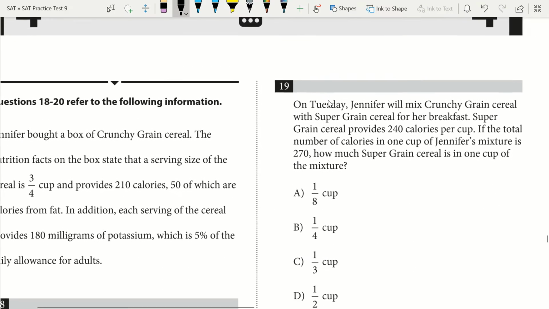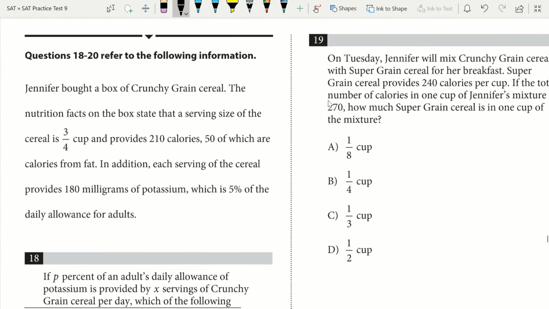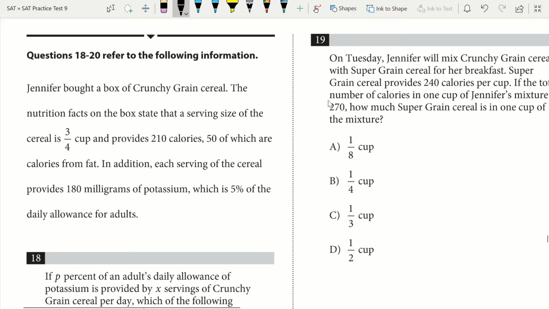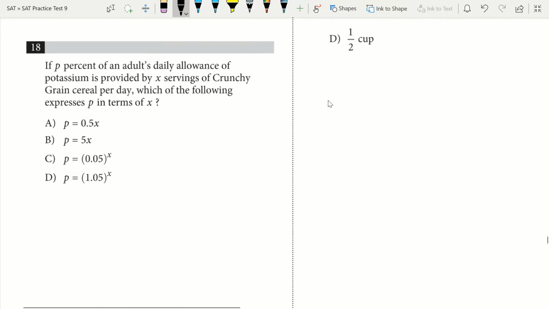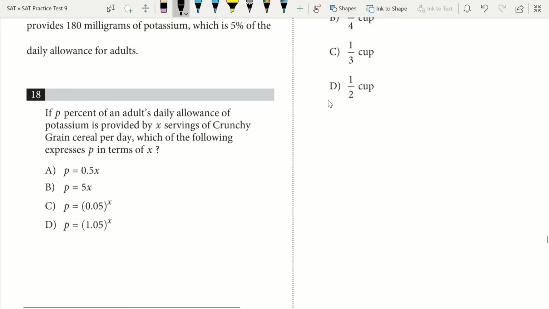All right, question 18. It's referring to the following information. Jennifer bought a box of crunchy grain cereal. The nutrition facts on the box state that a serving size of the cereal is 3/4 cups and provides 210 calories, 50 of which are calories from fat. In addition, each serving of the cereal provides 180 milligrams of potassium, which is 5% of the daily allowance of adults. If P% of an adult's daily allowance of potassium is provided by X servings of crunchy grain cereal per day, which of the following expresses P in terms of X?